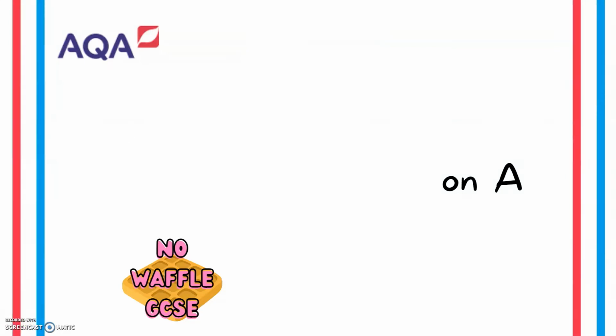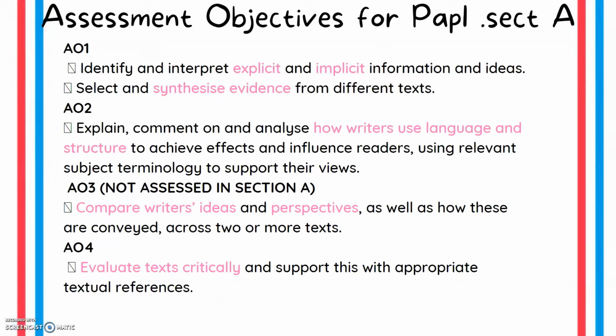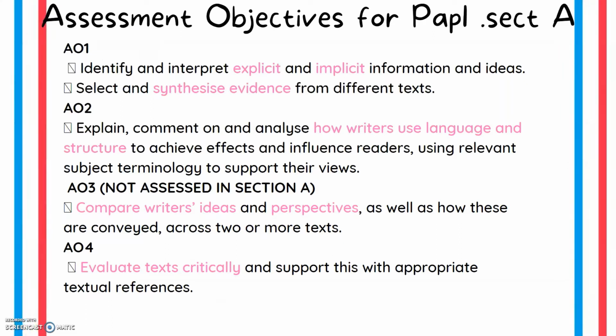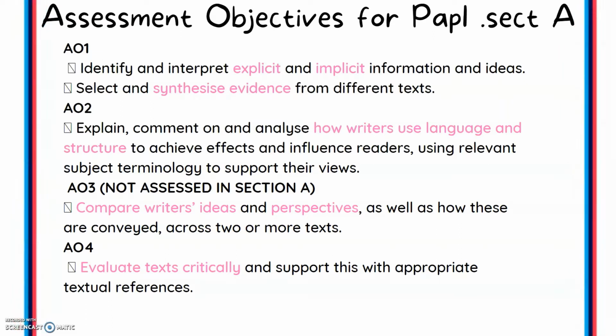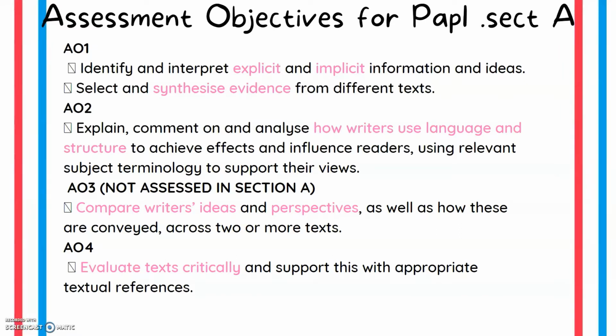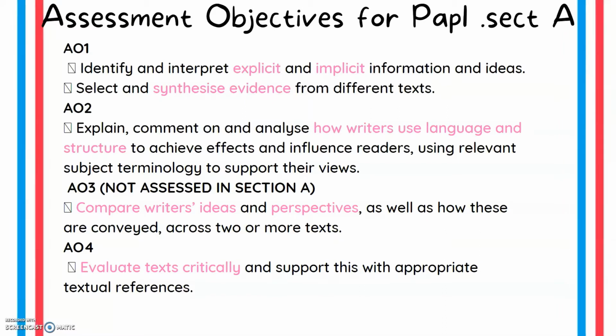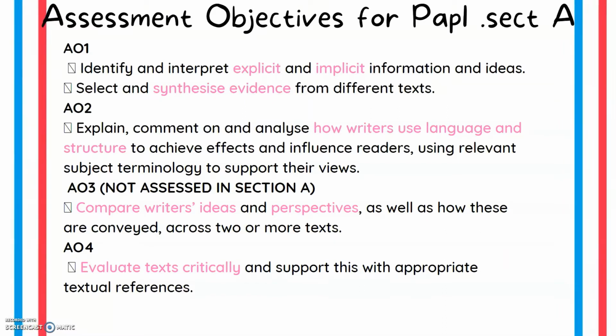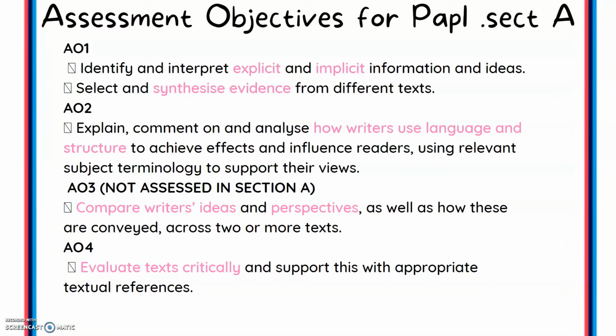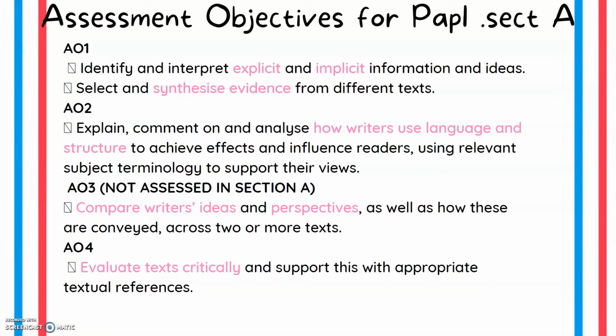Let's start by looking at the assessment objectives. So for Paper 1 Section A, we're going to be assessed on AO1, AO2 and AO4. AO3 is not assessed in this section. Now the language assessment objectives are quite different to the literature assessment objectives.